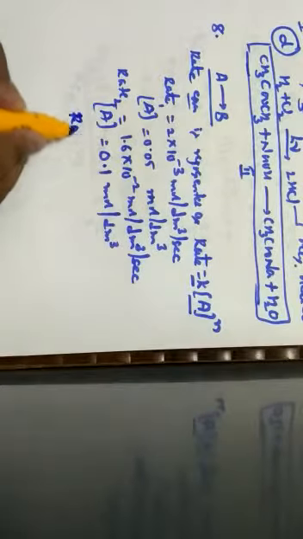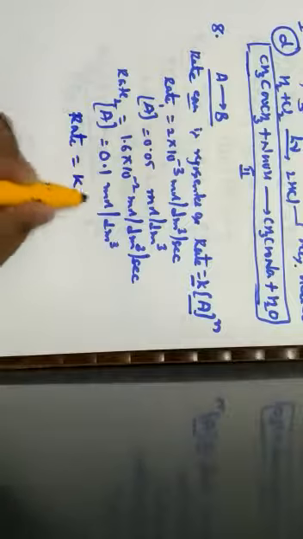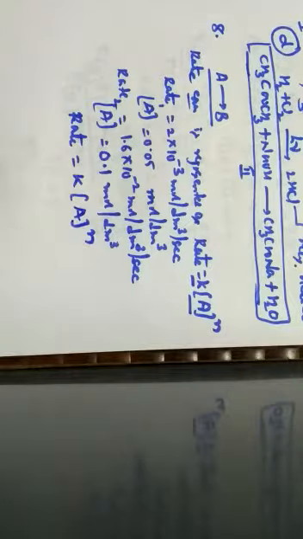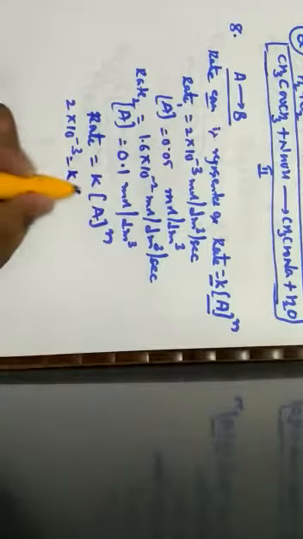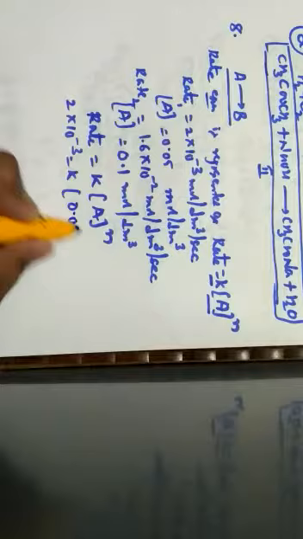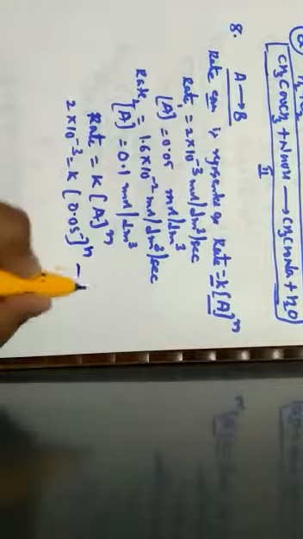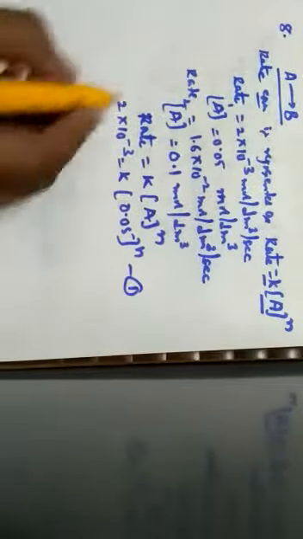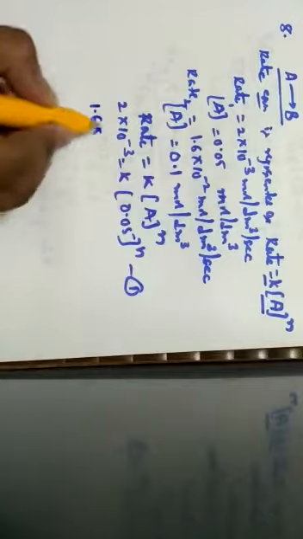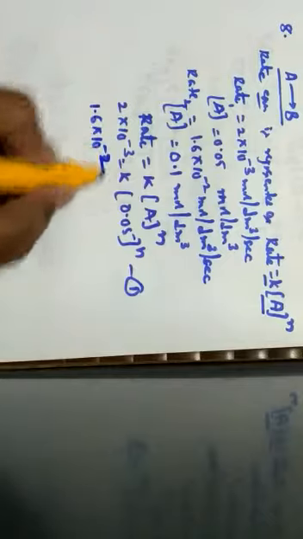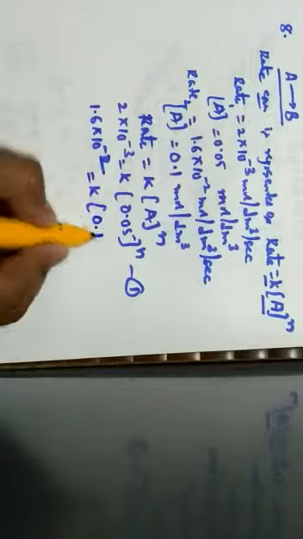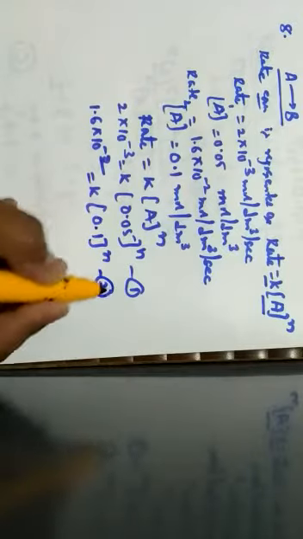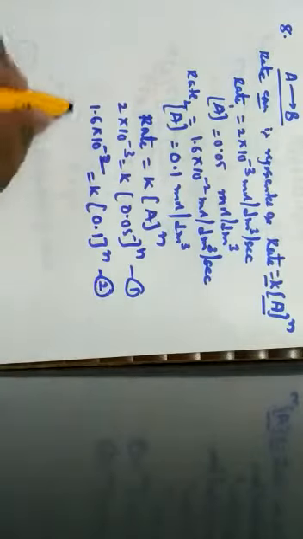The general equation we have taken is rate is equal to K into concentration of A raised to the power N. The first rate is 2 into 10 to the power of minus 3 is equal to K into 0.05 raised to the power N. I call it equation 1. The second rate is 1.6 into 10 to the power of minus 2 is equal to K into 0.1 raised to the power N. I consider it as equation 2.